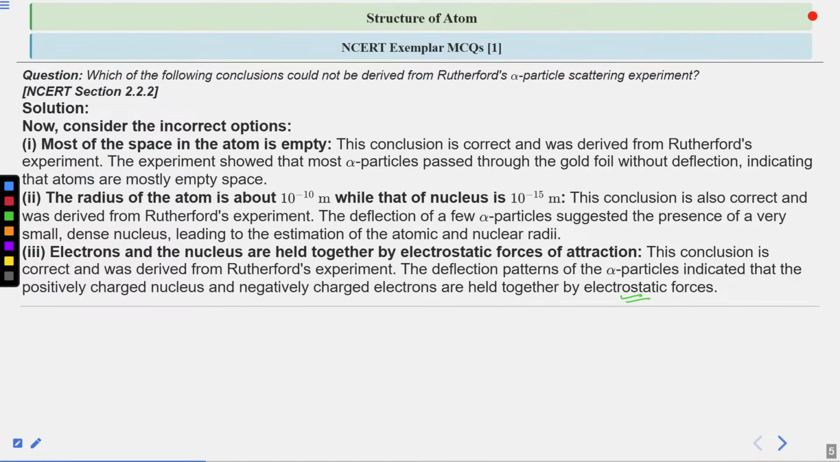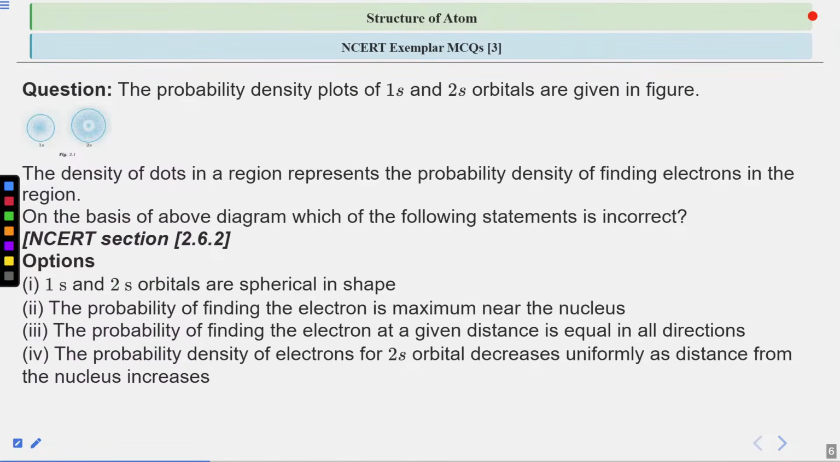I guess this question is clear to you. Moving on to the next question. The next question is regarding the probability density plots of 1s and 2s. So I will suggest all of you to write the answer by yourself.